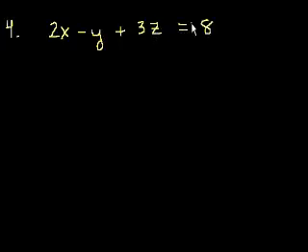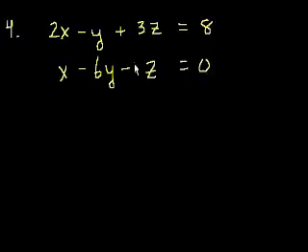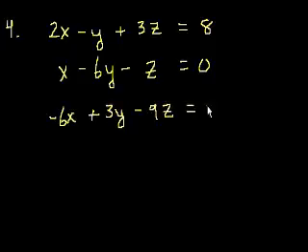And there's 3 of them with 3 variables. Always the hairiest problem. Let's see. We have 2x minus y plus 3z is equal to 8. We have x minus 6y minus z is equal to 0. And then you get minus 6x plus 3y minus 9z is equal to 24.